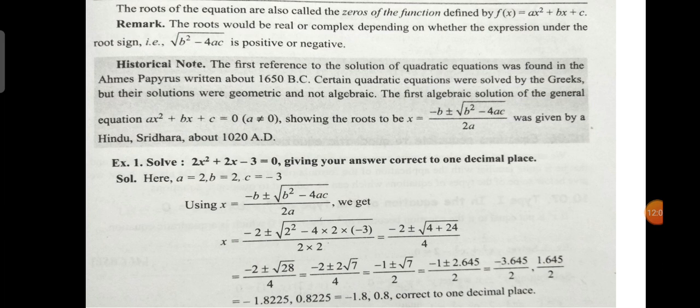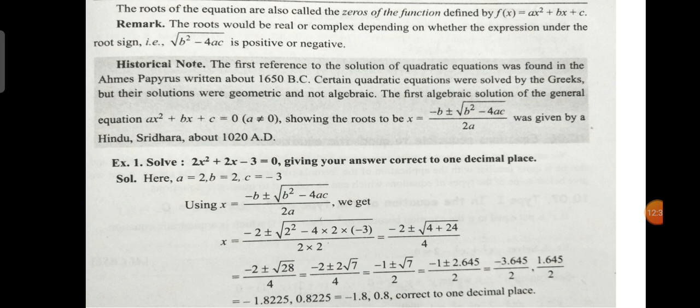Substituting that, we get x is equal to minus 2 plus or minus root of 2 square minus 4 into 2 into minus 3 divided by 2 into 2. That is minus 2 plus or minus root of 28 by 4. Then root 28 can be written as 2 root 7. How is it possible? Root 28 is root of 4 into 7.